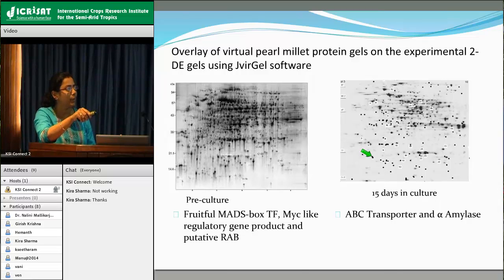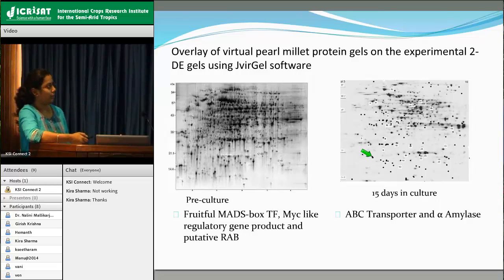As I said, it's a cheaper way of deciding the spots than going for MALDI. However, ultimately MALDI has to be done, but as an initial experiment, I have overlapped the virtual gel onto the experimental gel. And these are the genes which are exclusive to pre-culture, that is Matchbox and MYC and RAP proteins, and ABC transporter and alpha malase were exclusive to 15 days in culture.